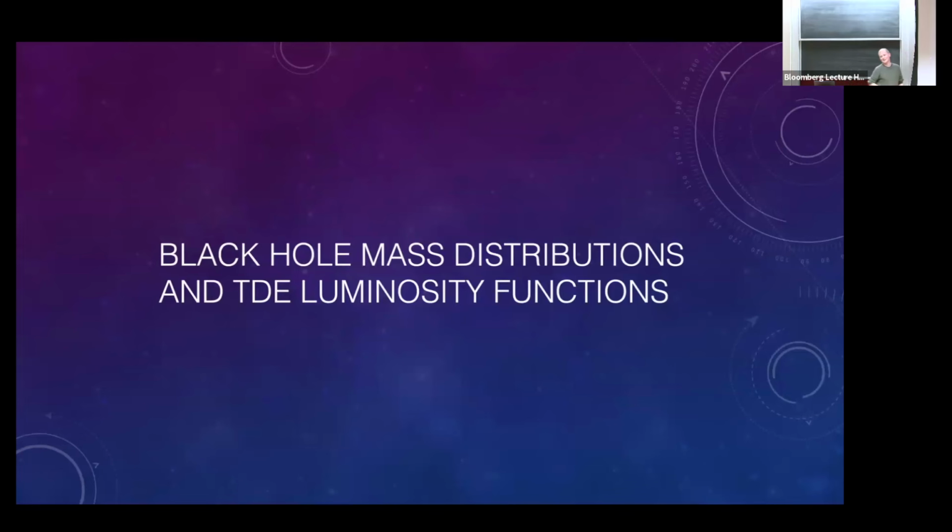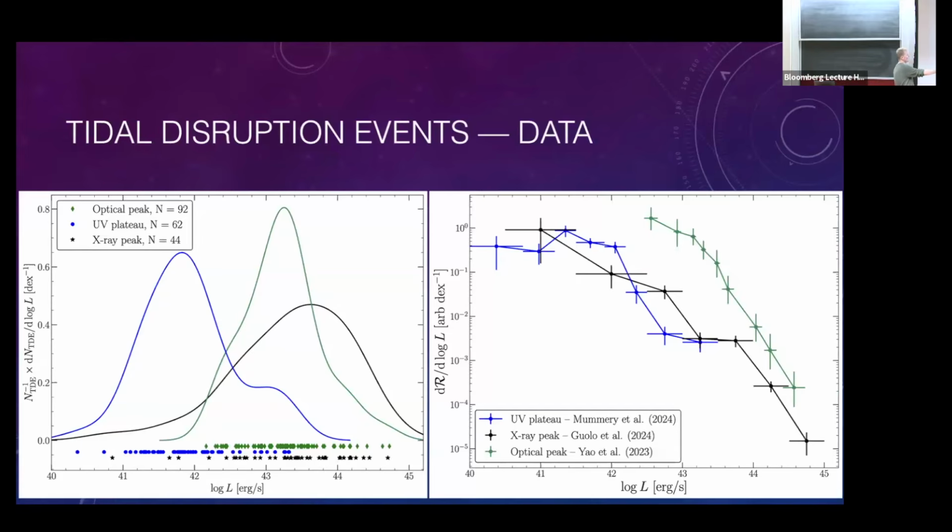The next question you want to ask is, rather than having one TDE and getting one mass, I have a distribution of luminosities of my TDEs. What is the distribution of masses? So this is my distribution of luminosities. These are PDFs. I have 60 UV plateaus, 44 X-ray peaks, 90 optical peaks. Okay, this is already out of date. There are way more TDEs now. These are the PDFs, so this is just the count at Earth. This is the intrinsic rate.